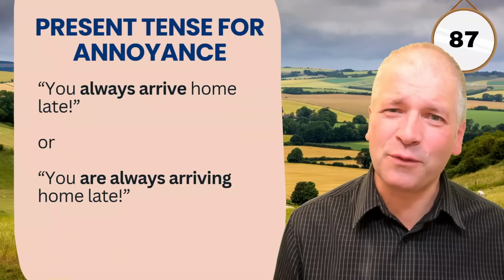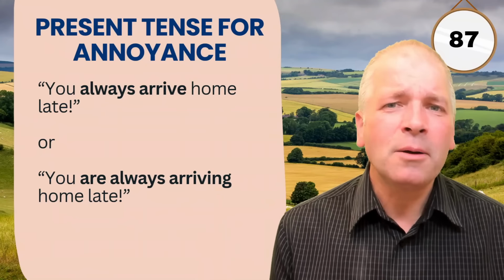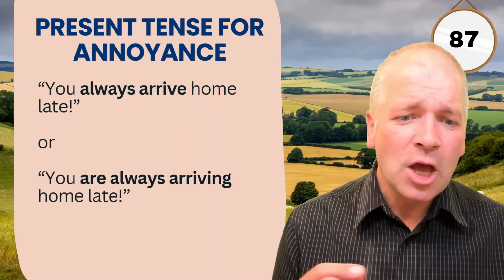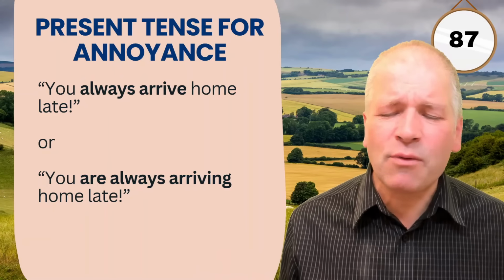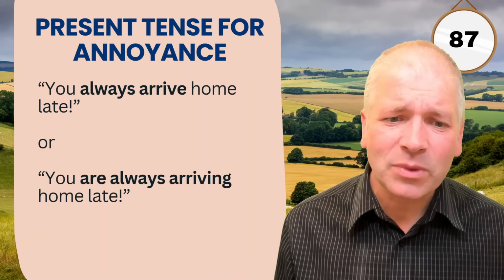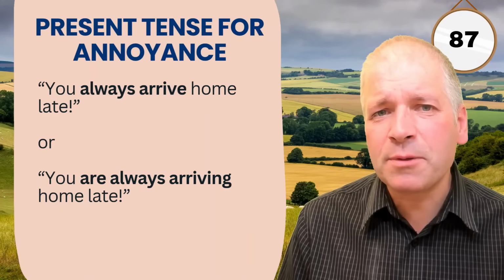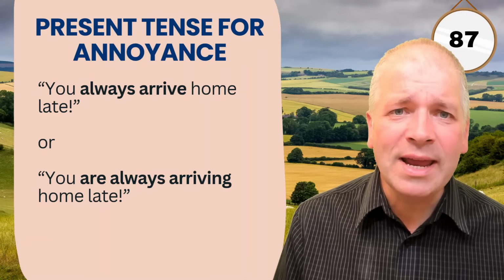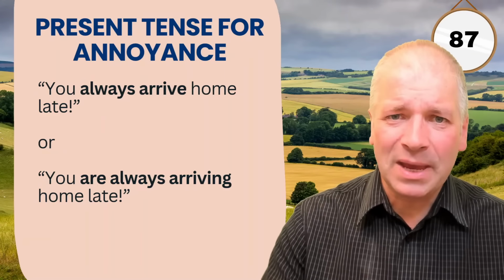Another advanced feature of English is when we use the present tense for all kinds of other slight minor features, such as annoyance. You always arrive home late. You are always arriving home late. So we use the present tense with adverbs of frequency, like always, to show that we are annoyed about something that's going on, something that happens repeatedly.